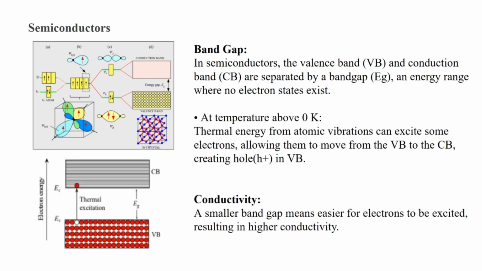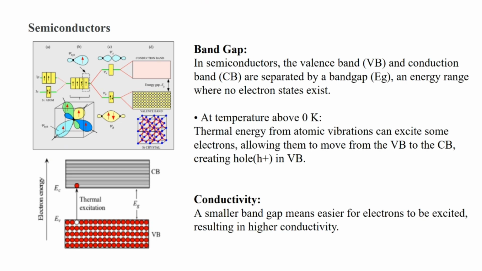In semiconductors, the valence band VB and conduction band CB are separated by a band gap EG, an energy range where no electron states exist. The VB contains the electrons involved in bonding within the crystal, while the CB contains energy levels where electrons can move freely and conduct electricity at temperatures above 0 Kelvin.